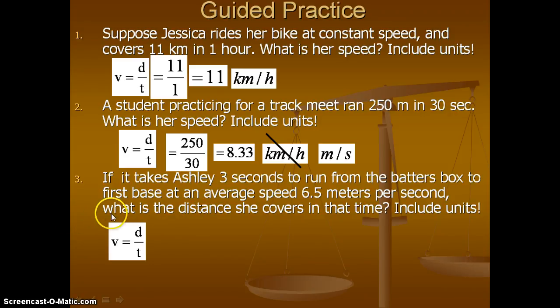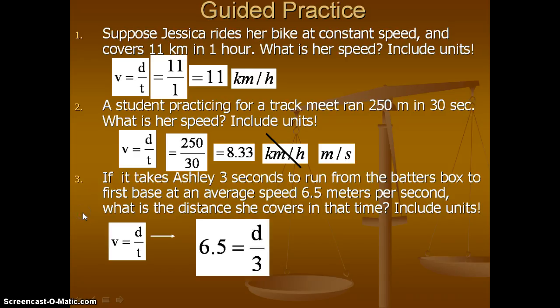Remember, the question asks, what is the distance? So we're going to leave D as our variable, like in math class, like when we're solving for x. But in this one, we're solving for D. And then 3 seconds, where does that 3 go? Well, seconds refers to time, so 3 is going to go in here for T. So we've got 6.5 equals D over 3.